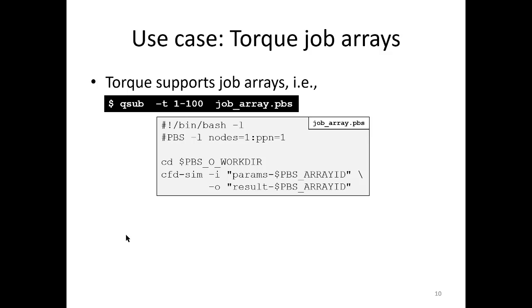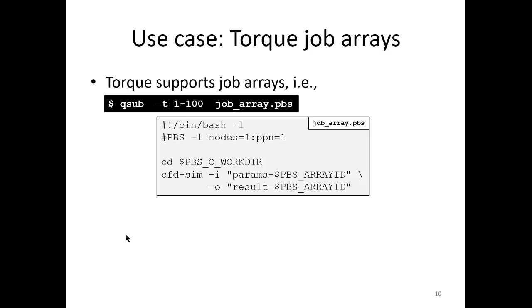So if you look at that jobarray.pbs file, it looks as you would expect. It's a single node computation with a single core per node. And we are executing an executable, CFD sim, that takes an input parameter file and will generate an output result file. The names of that input and output file are parameterized using that PBS_ARRAYID environment variable that is set for each job in the array by the PBS Torque resource manager.